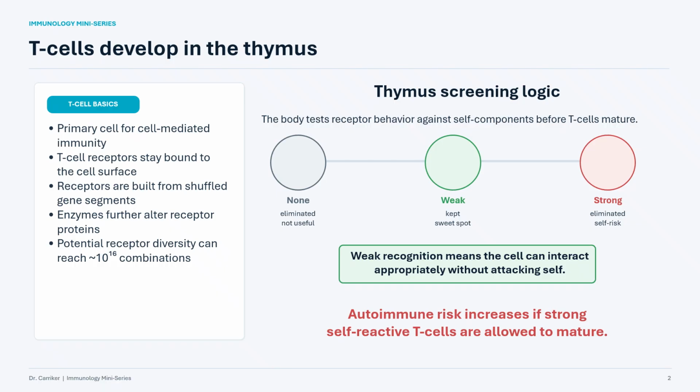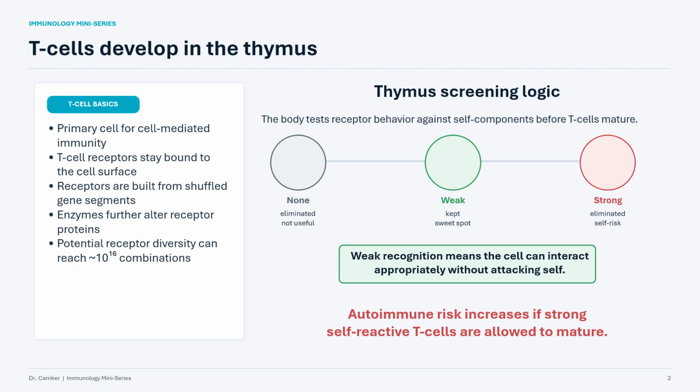So there's a sweet spot, and that is weak recognition or weak binding. Weak binding and weak recognition means that they can interact appropriately without launching destructive attacks on yourself. And this is why the thymus is so important in preventing autoimmune disease. So imagine you're a T cell sitting inside the thymus and there's not a lot of infection going on. Well, every cell in your body is regulated. And since the T cell is not needed, after a few days, the T cell dies.